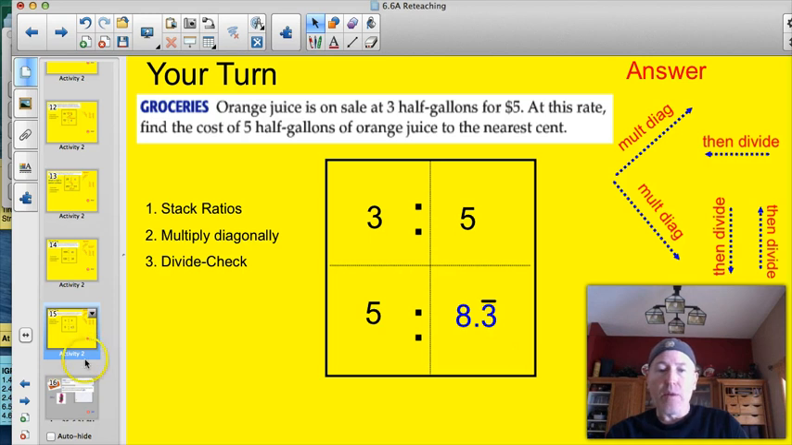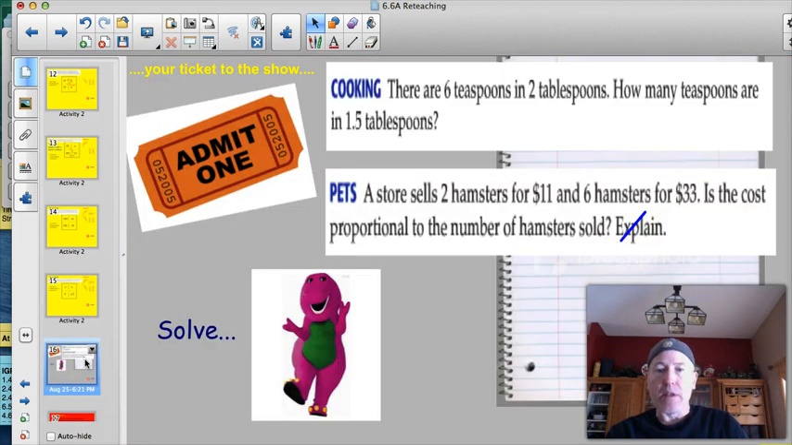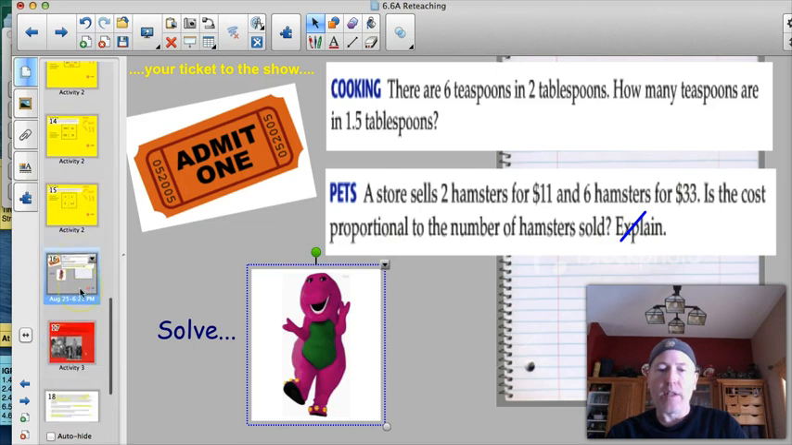Okay? I think you're ready for the ticket to the show. You've been very patient, but I think you learned a lot tonight. Here you got a missing number problem, and this one here you've got, are they proportional? And you do not have to explain. Go ahead and do that. While you're copying that down, I'll let you listen to Barney one more time. The box is super-de-duper.